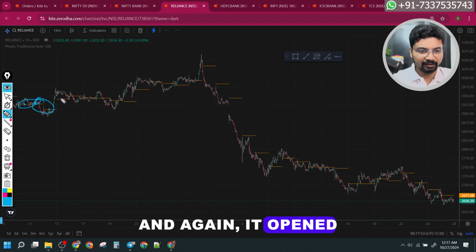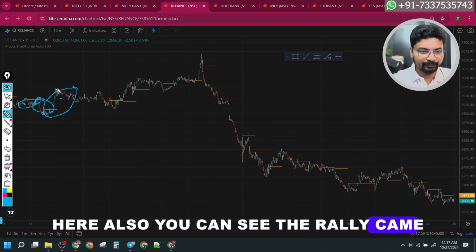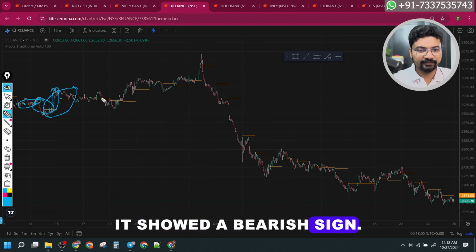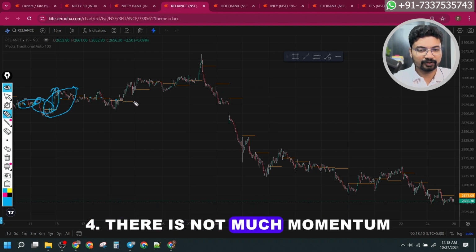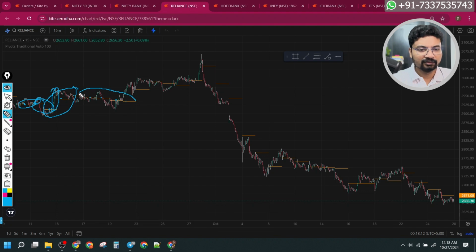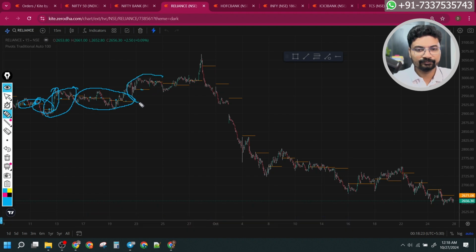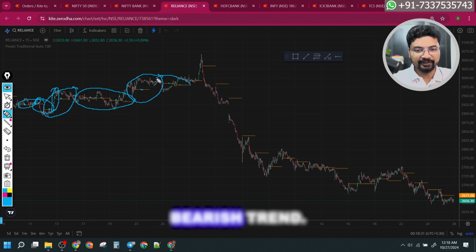And again it opened bullish. Here also you can see the rally came in just one day and after that it showed a bearish sign. 1, 2, 3, 4. There is not much momentum in these 4 days, and again bullish sign for 2 days. Here you can see this momentum, and after that consolidation. You can consider this as consolidation or minor bearish trend.